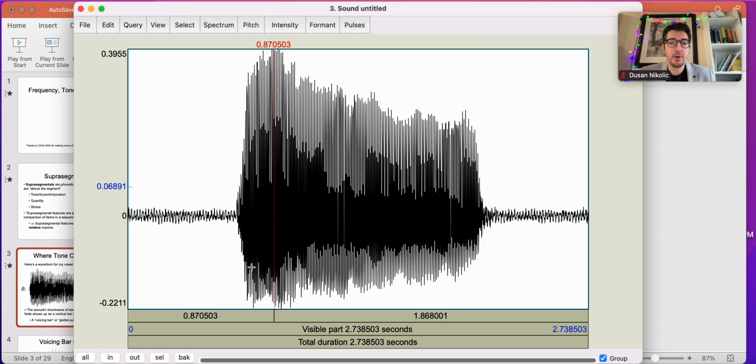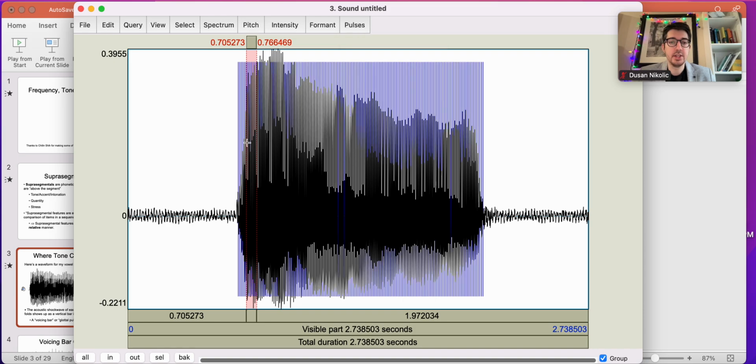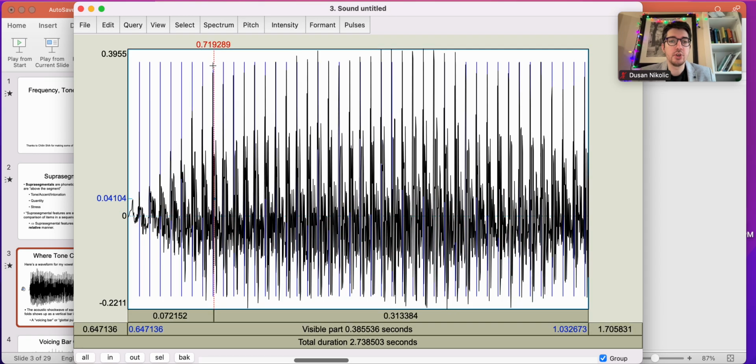These vertical bars are called voicing bars or glottal pulses. Pratt calls them pulses. And if I click on show pulses, it will show each individual pulse, which corresponds to the spike of the air pressure. And Pratt is pretty consistent with those. That is, Pratt does a good job with this periodic sound wave.